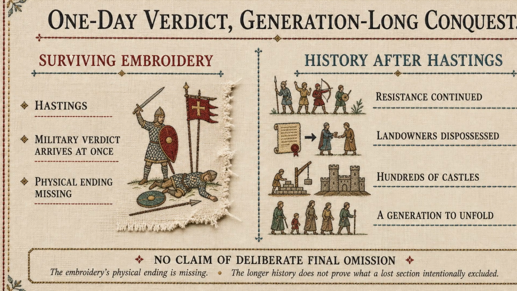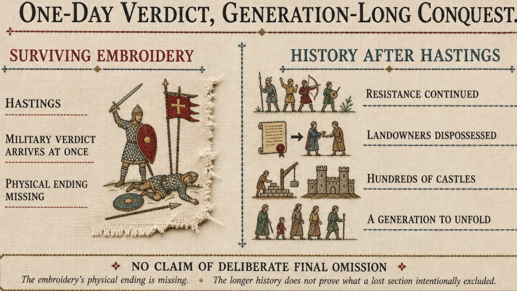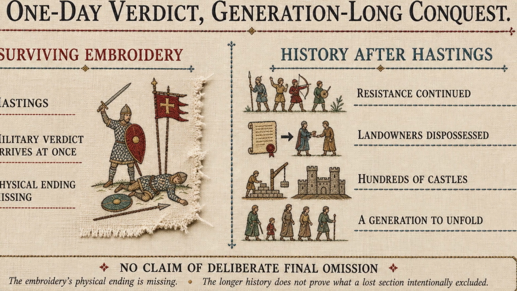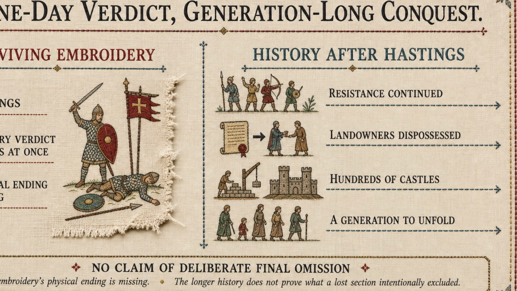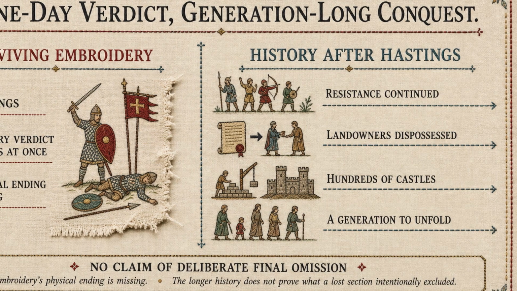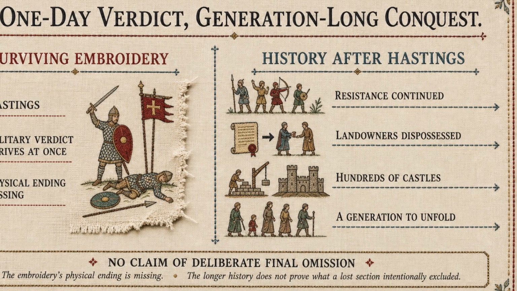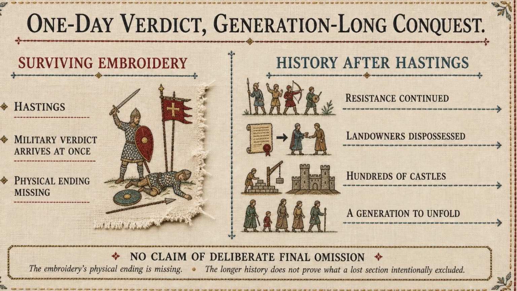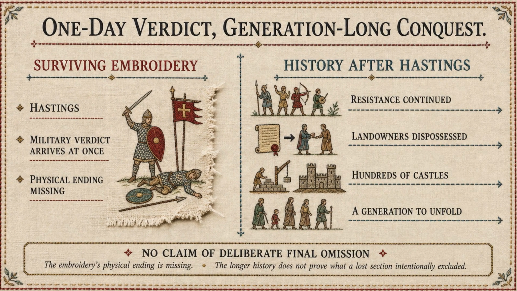We do know that victory on one October day did not complete the conquest. Resistance continued. English landowners were dispossessed. Hundreds of castles helped secure Norman rule, and the upheaval took a generation to unfold. That distinction is crucial. In the surviving embroidery, the military verdict arrives at once. In history, conquest had to be enforced after the battle. The frame closes before that longer process can change the meaning of victory.